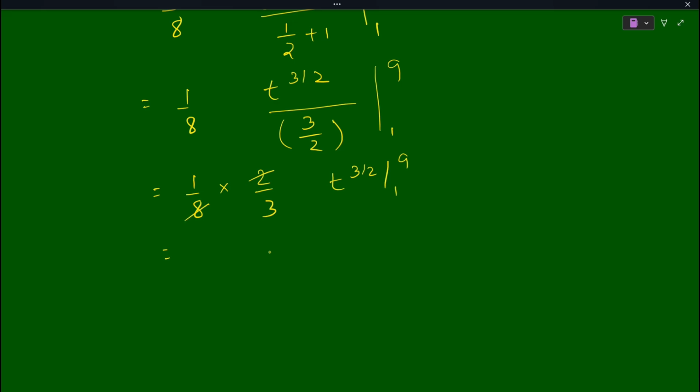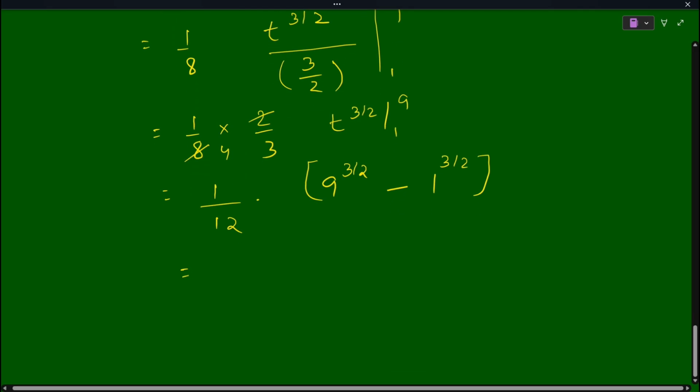So on a bit of solving, this will be 2, 4 is 12. Now put the limits. First take the upper limit. It will be 9 to the power 3 by 2 minus, at the t place take the lower limit, it will be 1 to the power 3 by 2.